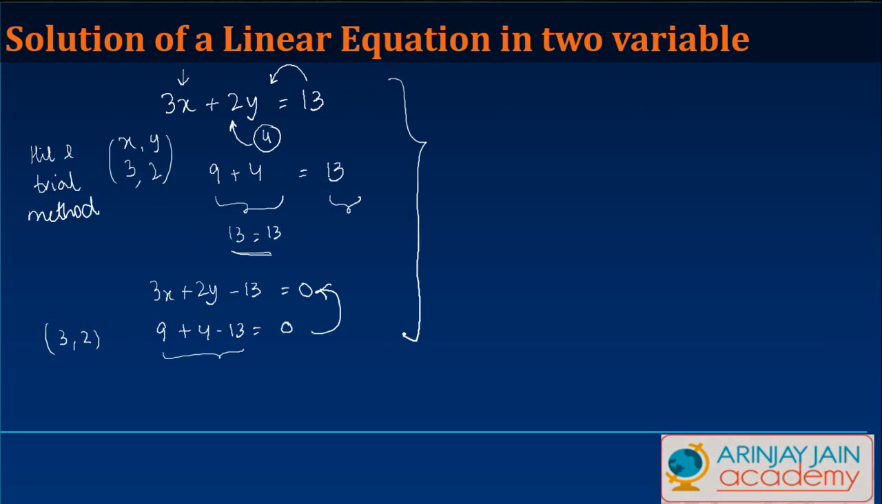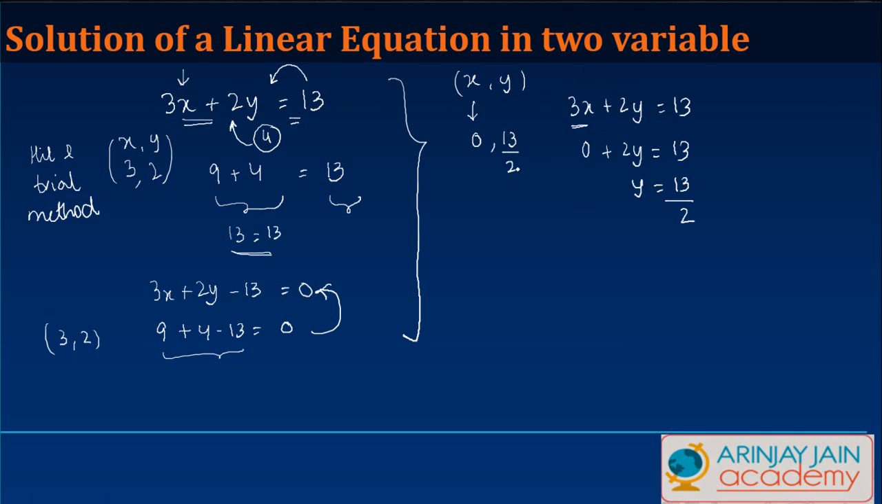The other simple way of finding a solution of any given linear equation in two variables is to put the value of one of the variables as 0. So let's say if I put x as 0, what do I get over here? 3x + 2y = 13. 3 times 0 gives me 0, plus 2y is equal to 13. Or in other words, y is equal to 13 upon 2.